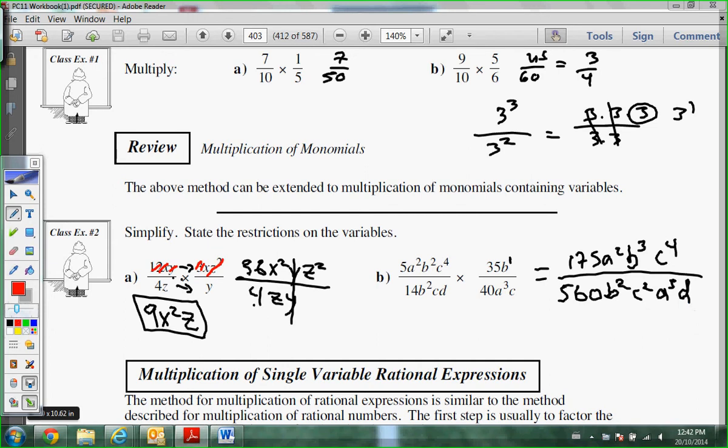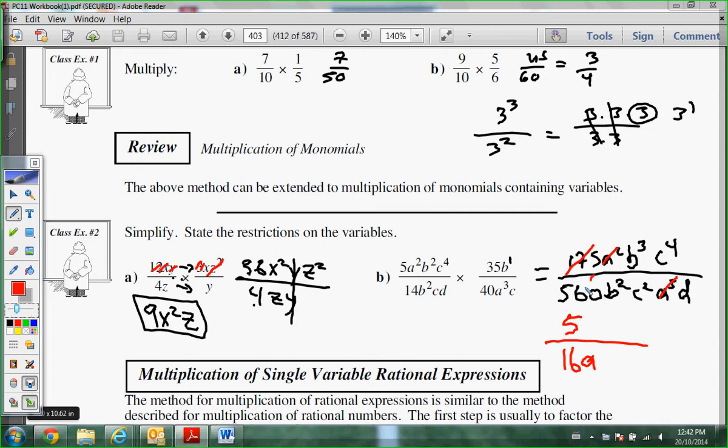Okay, so we can simplify this. 5 probably goes into both of them. So what's 5/16? Okay, perfect. So 5 over 16. I have an a squared over an a cubed. So what's 2 minus 3? What does that mean? Good, a's on the bottom. So that's done.